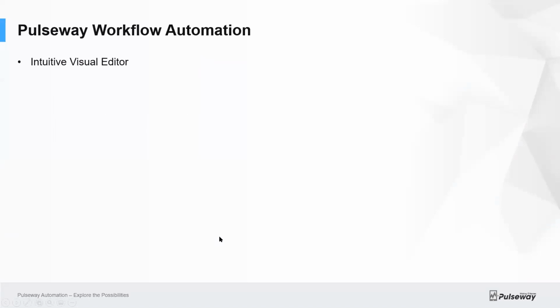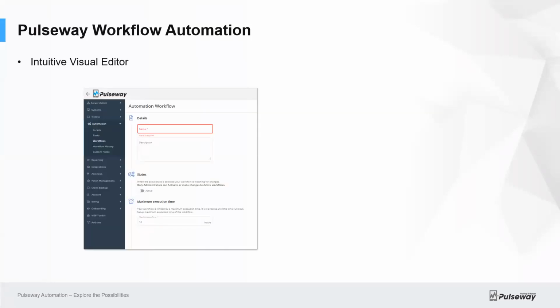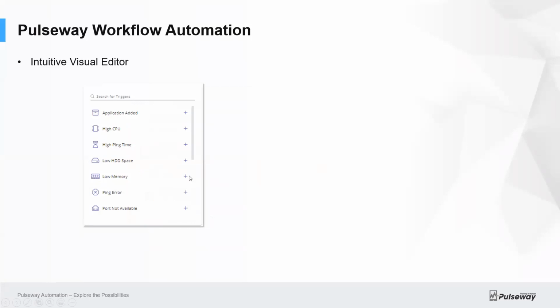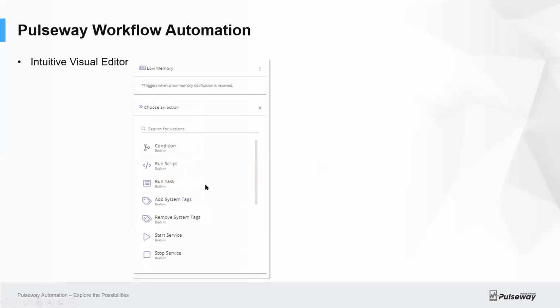So the key thing about our workflow automation is that it uses an intuitive visual editor. And just to show you an example of this, again, Nicholas will go through in more detail. So it's that simple. It's from within the main RMM menu. You can just create the automation workflow with the names, the description, and then you hit next, and then you just get a selection of triggers that you can choose. It's that simple. It's minimal coding. So we'll just pick low memory in this case.